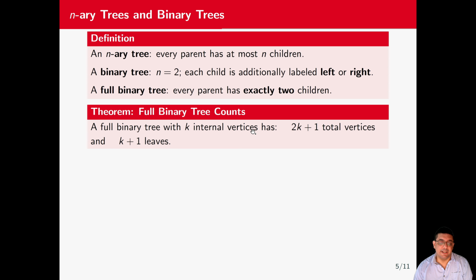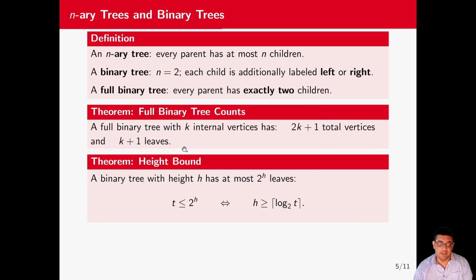Now, when we have binary trees, we can do full binary tree counts. A full binary tree with k internal vertices is going to have 2k plus 1 total vertices, and it's going to have k plus 1 leaves.